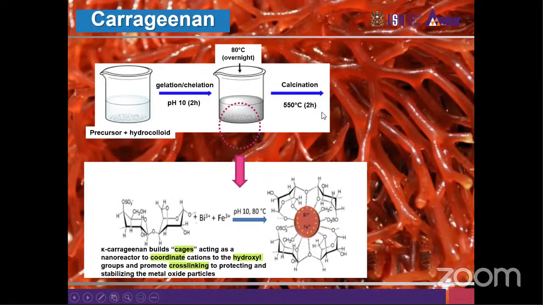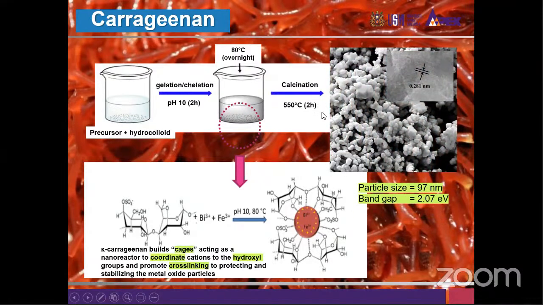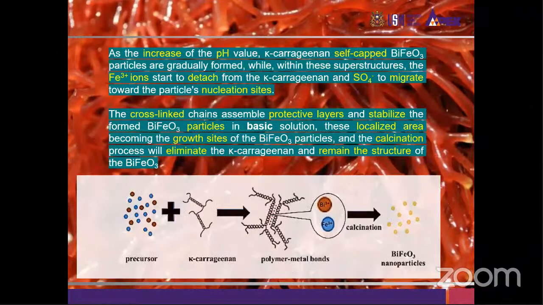calcination process. So this is the product obtained, where we found bismuth ferrite with a particle size of 97 nanometers and a band gap of 2.07 electron volts. And you can see a d-spacing of 110 HKL from the TEM image. So this is what happened.